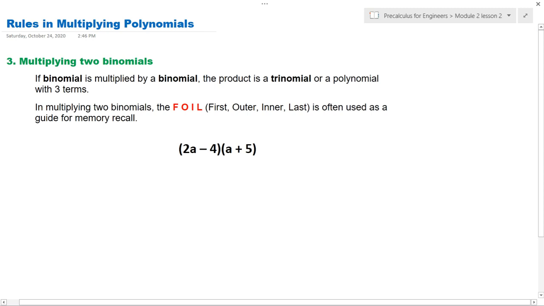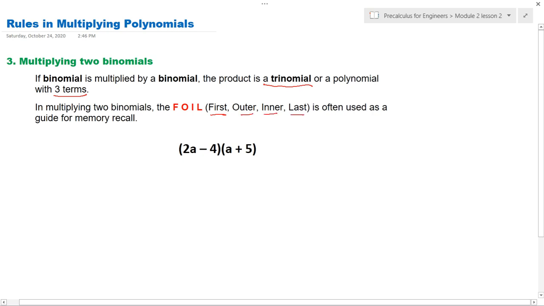How about if we are going to multiply binomial with binomial? So it is stated here that the product would be a polynomial that has 3 terms. So, dito, 3 terms. Or it is called a trinomial. So, pag nag-multiply ka ng binomial, you use the FOIL method. Tinatawag natin na, or this is an abbreviation for the first, the outer, inner, and the last.